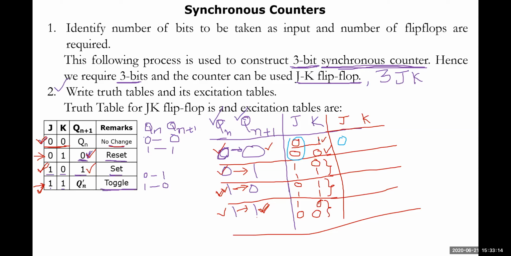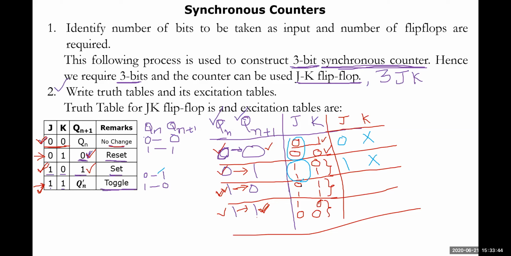So if you wanted to produce either 1 or 0, that condition is called a don't care condition. Any one of them: either 0 could be produced or 1 could be produced. And here, in the second case, J will be 1 and K will be 0 or 1. So this is again called a don't care condition.